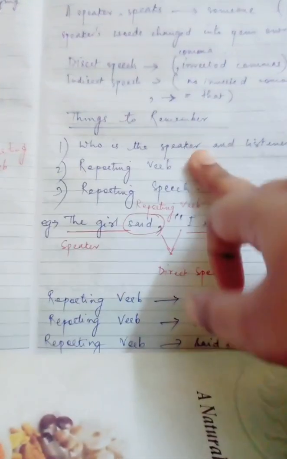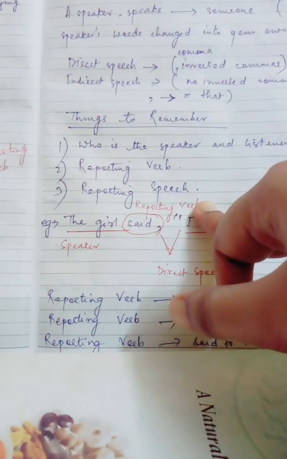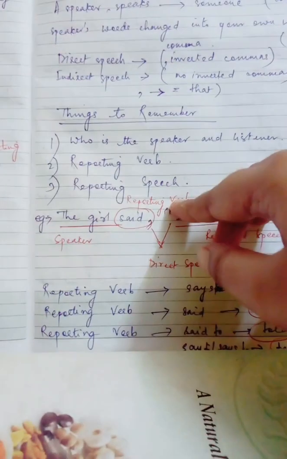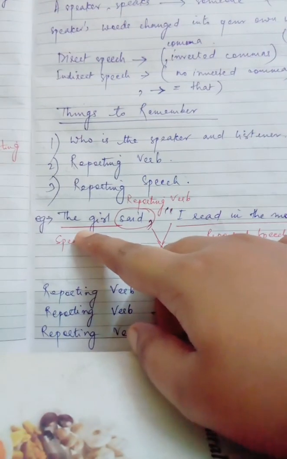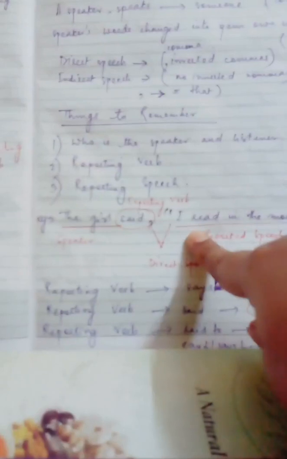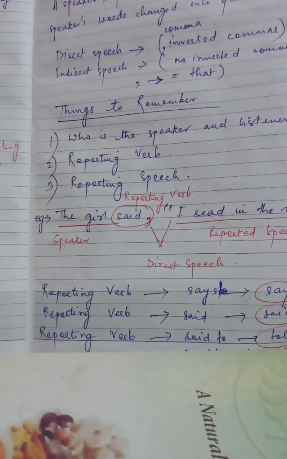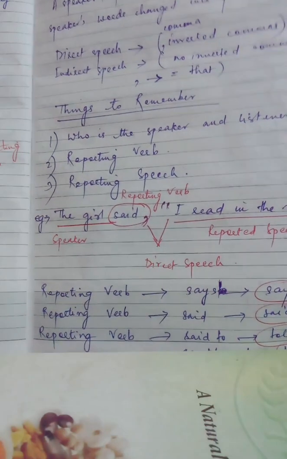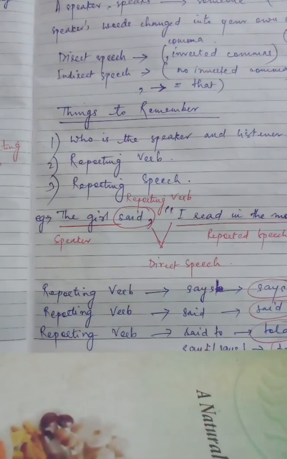Whenever you see a sentence, you have to see who is the speaker and who is the listener in that speech, the reporting verb and the reported speech. For example, if you see this sentence, the girl said, comma, open inverted comma, I read in the morning, full stop, close inverted comma. First you have to identify whether this sentence is in direct speech or indirect speech. It's in direct speech because inverted commas are there.